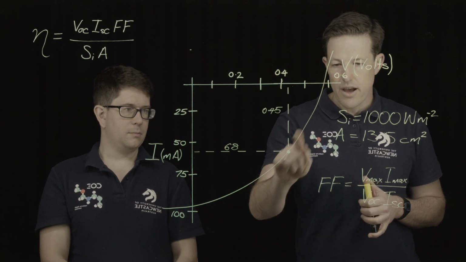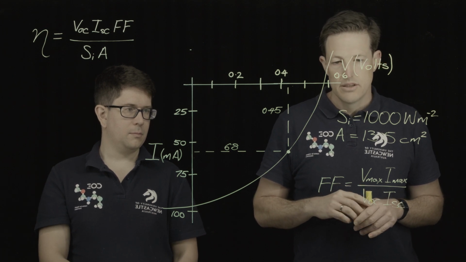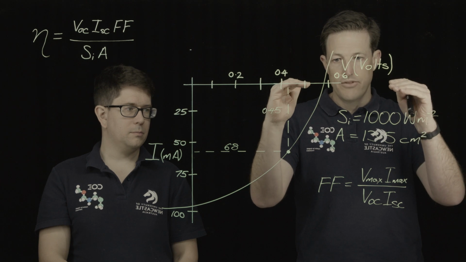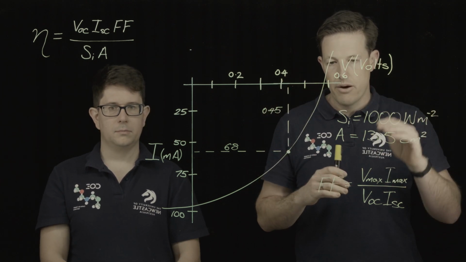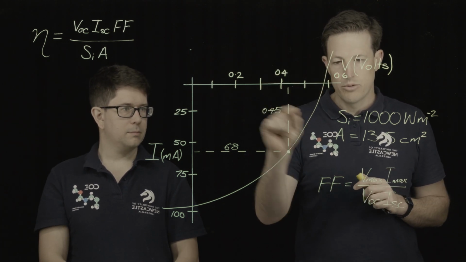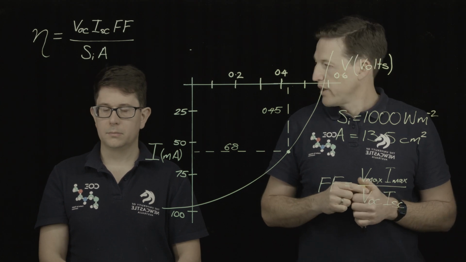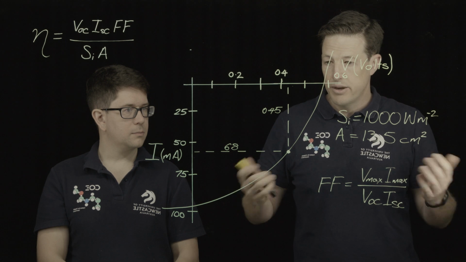Now, the way that we found this point is we took all of the data that we had, so the voltage and the current value at each point, and we multiplied those together to give us a power. And what we're looking for is the maximum power number once they're multiplied together. So once we have that maximum power, we know that that's the maximum power point.